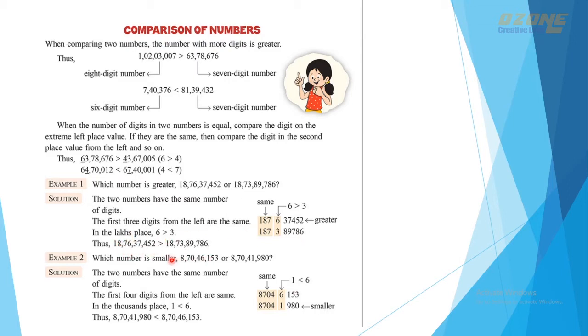Example 2 is also the same way. Here two numbers are given, both with the same number of digits, 8-digit numbers. While comparing one by one, we can see that the first four digits are the same in both numbers. Then in the fifth place, one is 6 and the other is 1. So we need to find the smaller number. Wherever 1 comes, that number will be the smaller number compared to the other. So we can write the numbers in less than form, the smaller number being less than the bigger one.